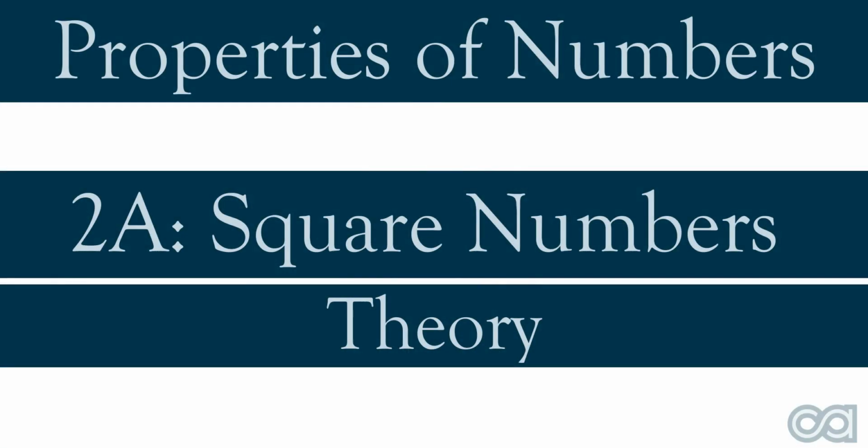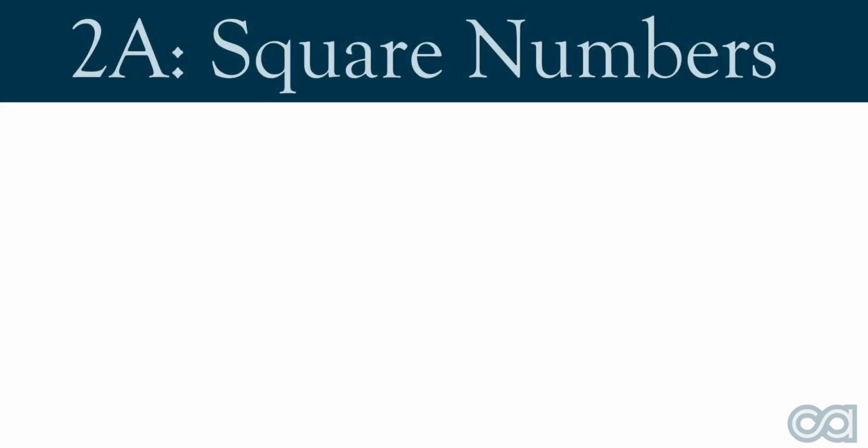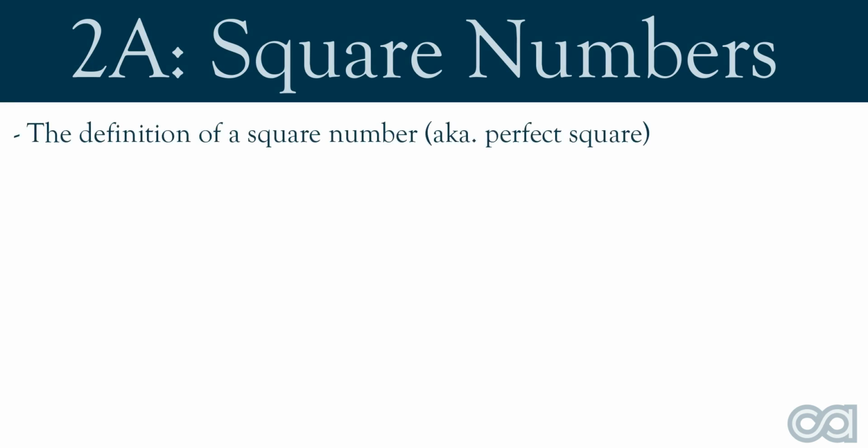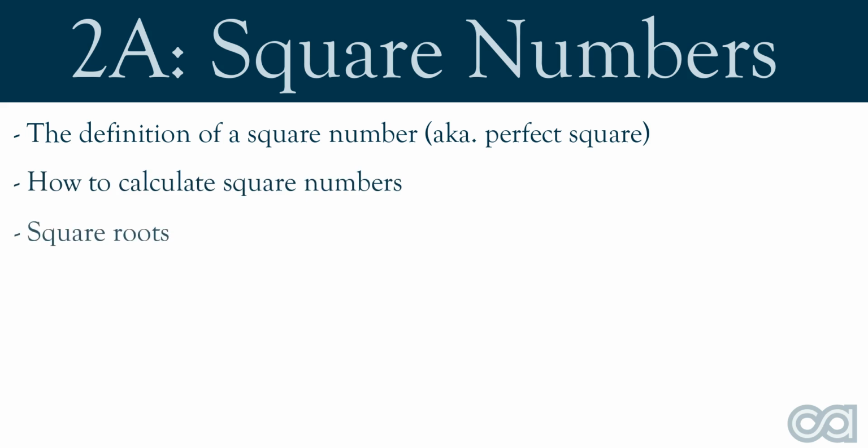This is video 2A for the Year 7 Mathematics course. In this video, we're going to be covering the theory behind square numbers under the topic of number properties. Specifically, we are going to explore the definition of a square number, i.e. a perfect square, how to calculate square numbers, square roots, and then we're going to cover some example questions.